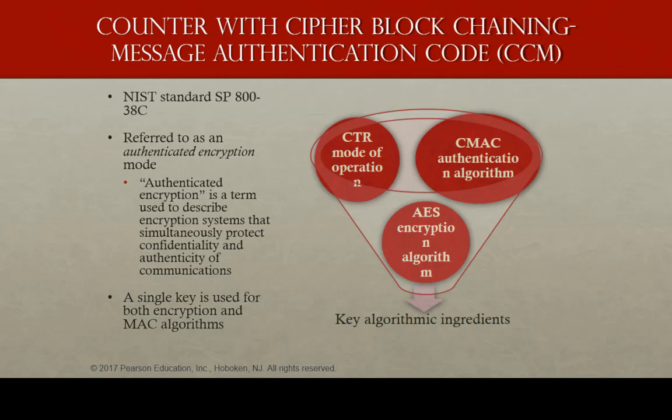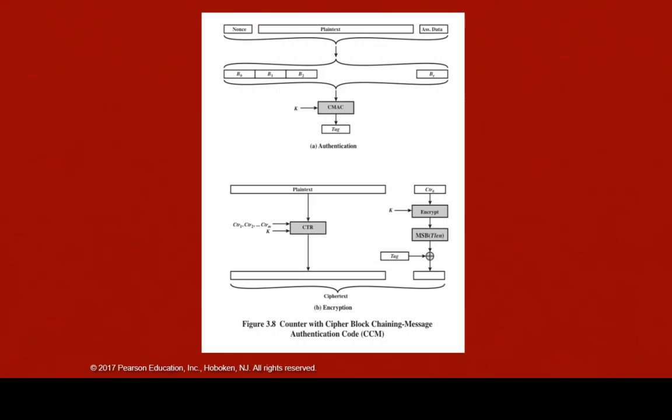Many applications and protocols require both forms of security, but until recently, the two services have been designed separately. The key algorithmic ingredients of CCM are the AES encryption algorithm, the CTR mode of operation, and the CMAC authentication algorithm. A single key is used for both encryption and MAC algorithms. Please review the figure with counter with cipher block chaining message authentication code.